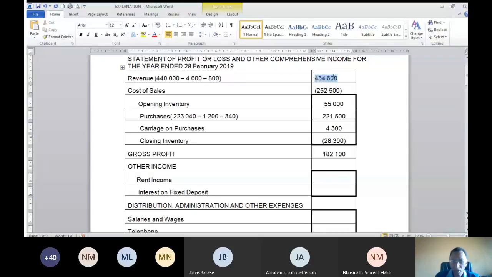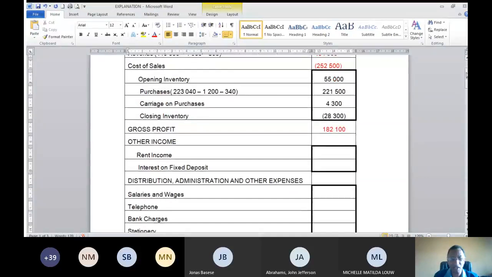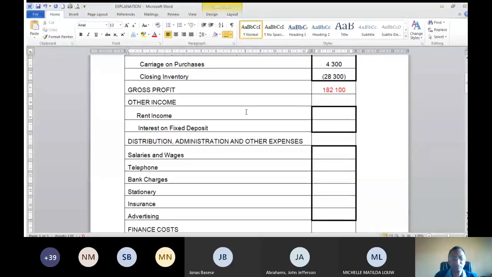Revenue minus your cost of sales. So we have calculated the revenue amount minus the cost of sales amount, which gives you your amount of gross profit. Okay. The next heading, guys, is our other income. I think everybody is on par now. Let me just get back now as far as our other income is concerned.